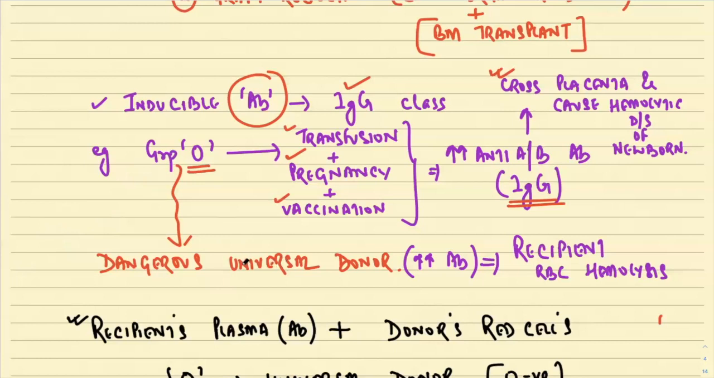Now that is why you should remember this about group O. Group O is always regarded as a universal blood donor. We always say that, but it is an oversimplification. Always remember that group O individuals who contain excessive amounts of inducible antibodies are very dangerous universal donors. They can cause hemolysis of the recipient's RBCs.